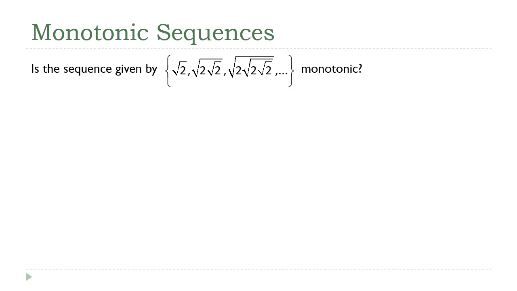So I have a sequence here, and my question is: is this sequence monotonic or not? Well, the first thing I'm going to do to answer that question is actually calculate some of these numbers. You can get a calculator and do it. You can do it in Excel. It's pretty easy to do there.